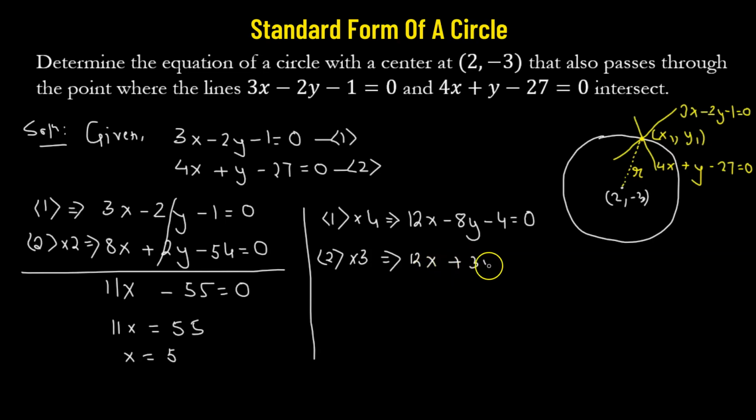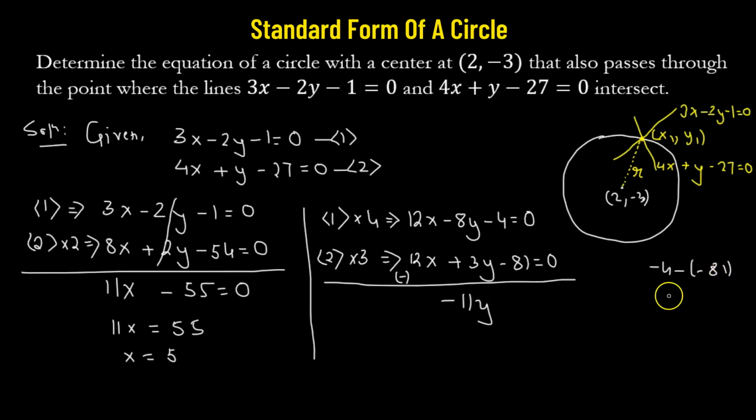Plus 3 times y will be positive 3y, and 3 times 27 is going to be 81. So the negative 81 equals 0. So now what we'll do, we'll subtract. So 12x minus 12x becomes 0. Then we have negative 8y minus 3y, that gives us negative 11y. Minus, so we have negative 4, negative of 81. So that becomes negative 4 plus 81, which gives us the value 77. So we get positive 77 equals 0. Negative 11y will be equal to negative 77. So solving for y, we get 7.